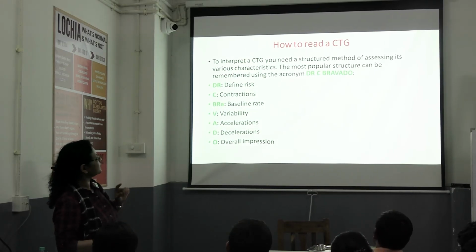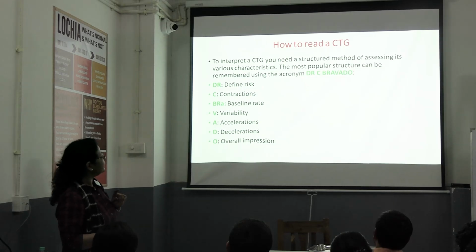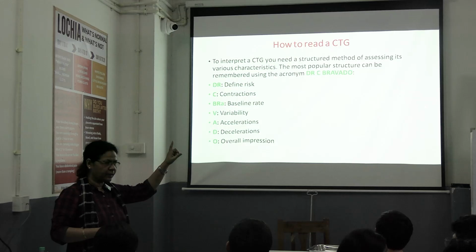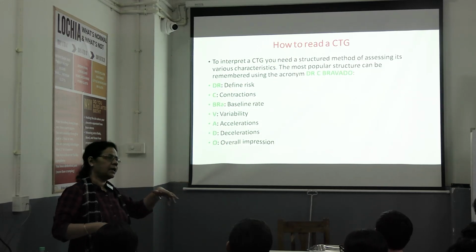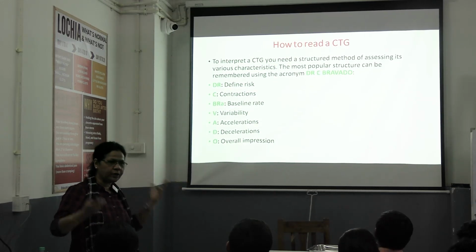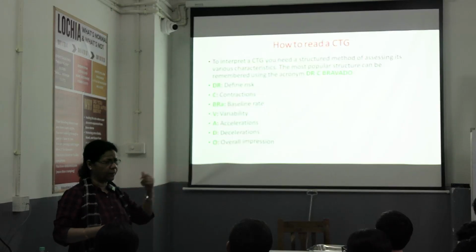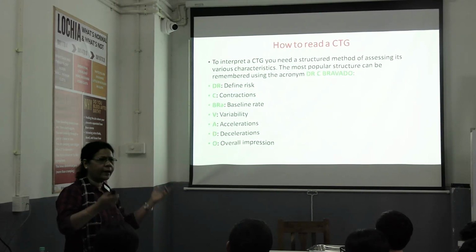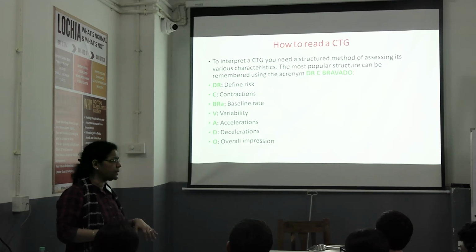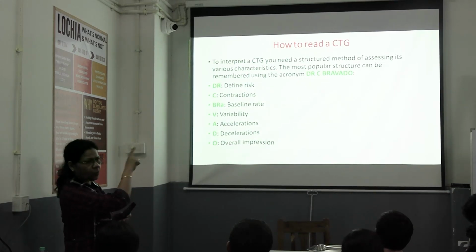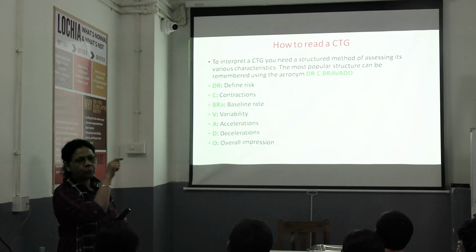The most popular structure is Dr. C. Bravado. Define risk. Why have we put the patient on CTG? There must be some reason. Either she has high blood pressure, she has gone into labor, she is having antepartum hemorrhage. These are risk factors. Twin pregnancy going into labor, breech presentation, obstetric causes, medical causes. So define the risk. Why are you putting on a CTG?